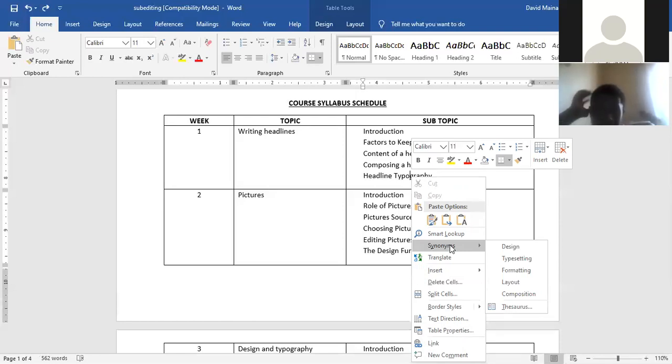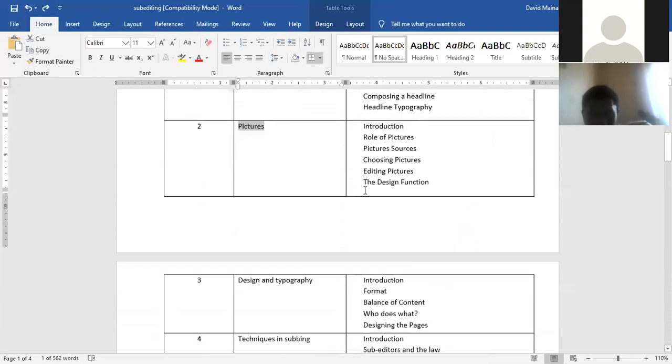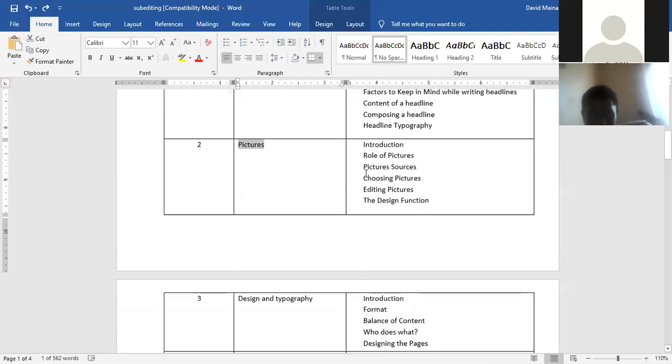Now, that one again links with what? Newspaper, because in headline typography, we are looking at the composition. Then topic 2, we look at what we call pictures. Pictures are very important in a newspaper.